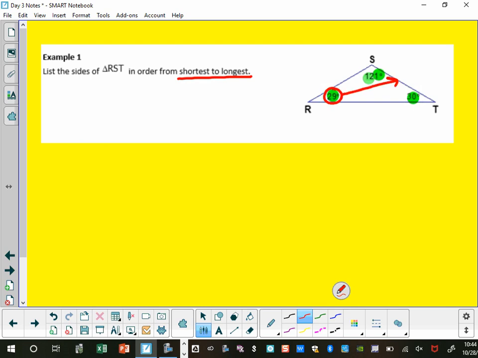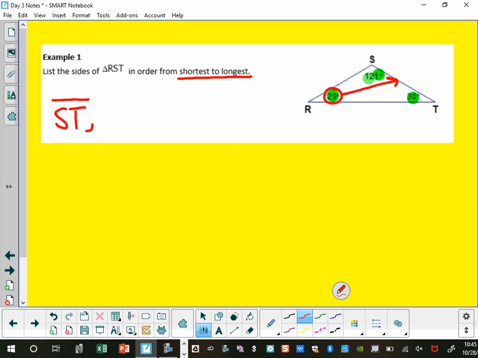ST. Does that make sense how we just did that? We're finding the smallest angle that points to our shortest side. So ST is definitely the smallest because it's right across from 29. Does that make sense, Joseph?